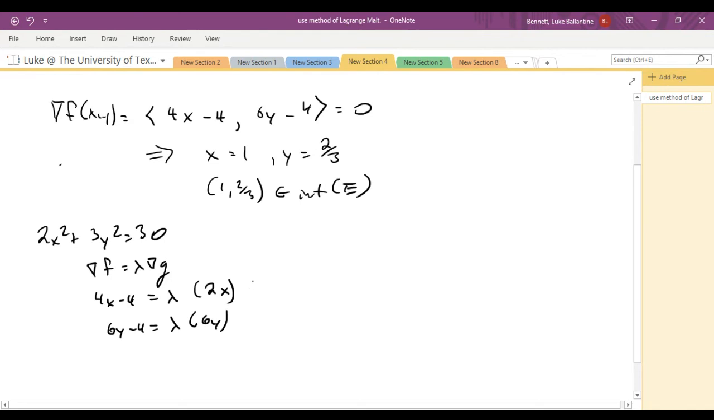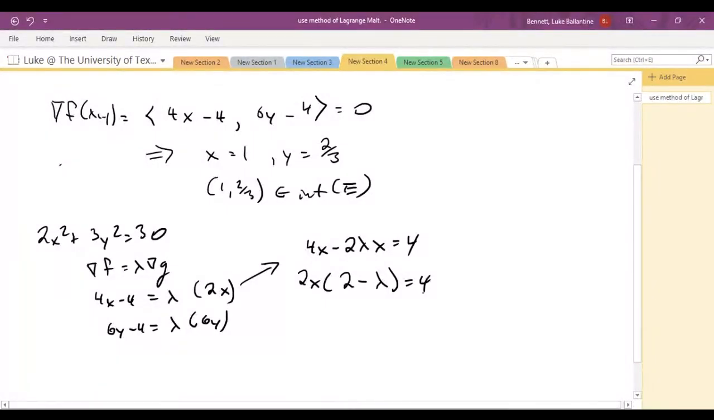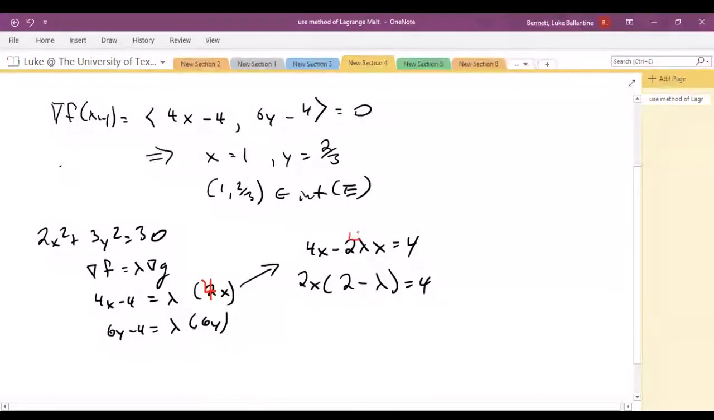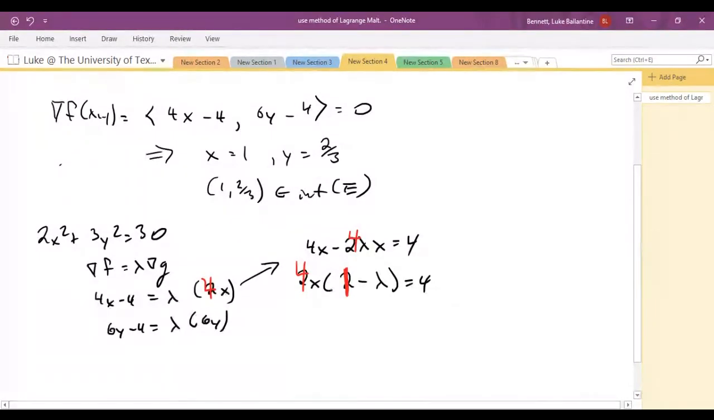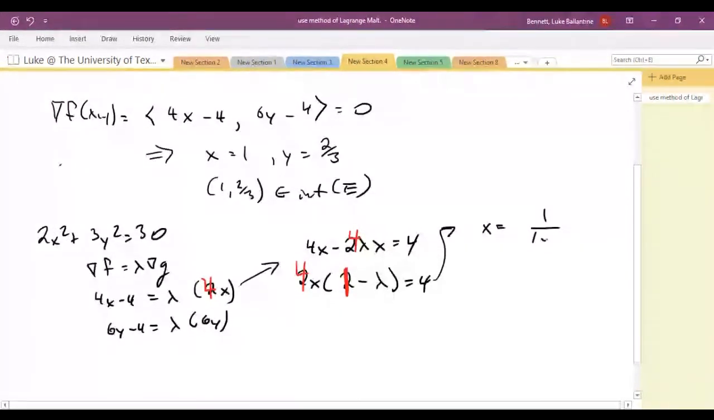So let's see what we can do. Take this one, subtract the lambda 2x over, add 4. So we have 4x minus 2 lambda x is equal to 4. There should actually be a 4 right here, so that would turn into factoring out a 4, and then we have a 1 minus lambda. Okay, and then the rest is okay. Now we solve for x in terms of lambda. We have x is equal to 1 over 1 minus lambda.